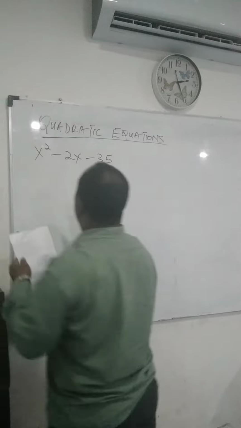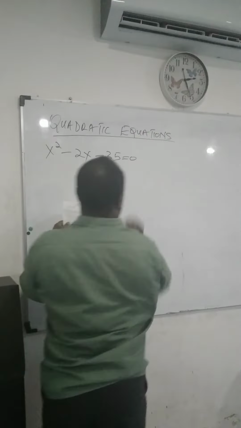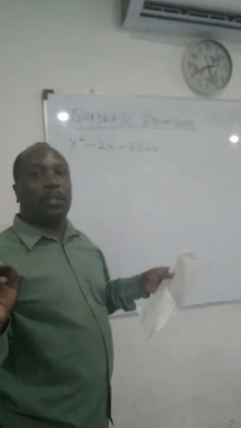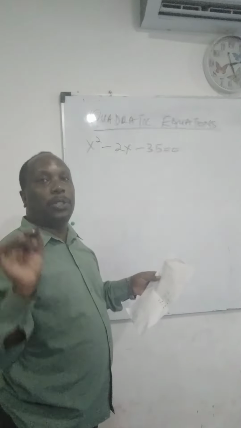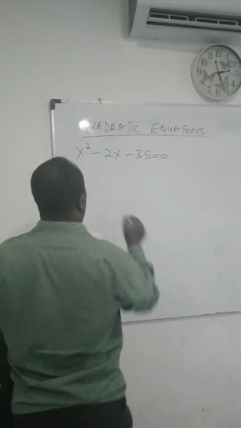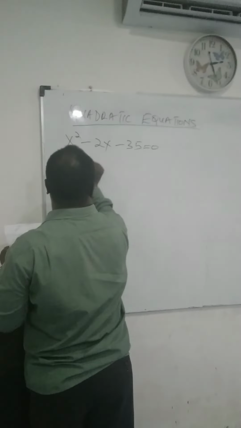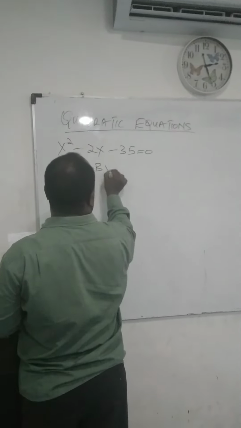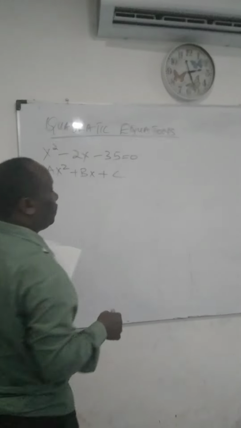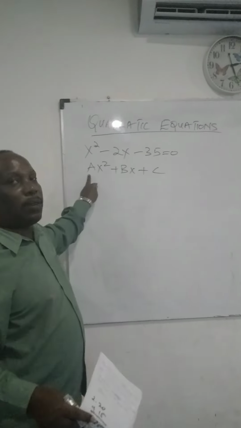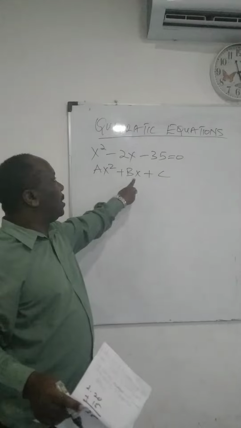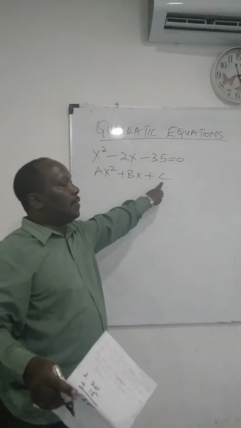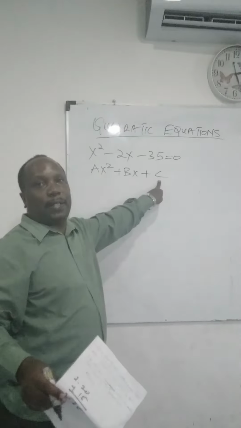When you are given an equation like this one, the first thing you should understand is that this equation is in the form of ax squared plus bx plus c, where a is the coefficient of x squared, b is the coefficient of x, and c is called the constant term.